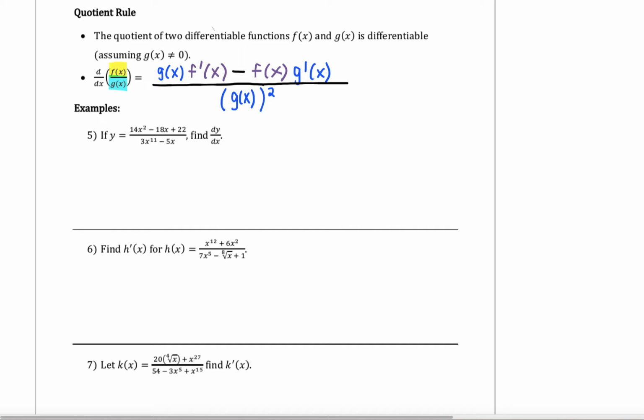And if that helps you with memorizing the quotient rule, great. If not, then maybe it'll help somebody else. So again, low d high minus high d low, all over low squared. Let's go ahead and do some examples here.